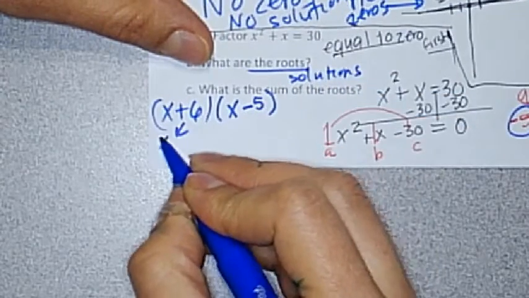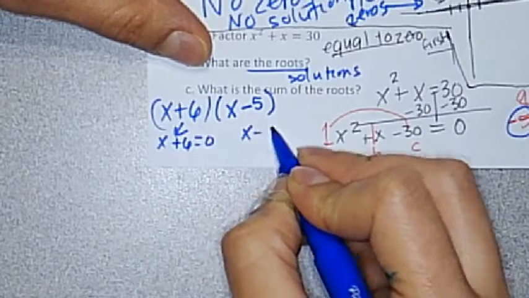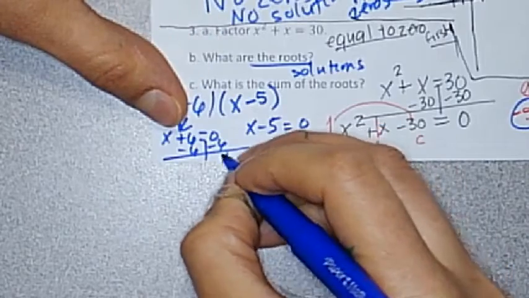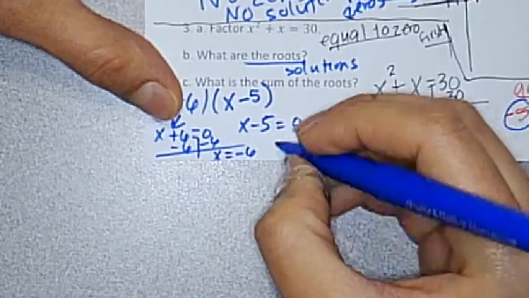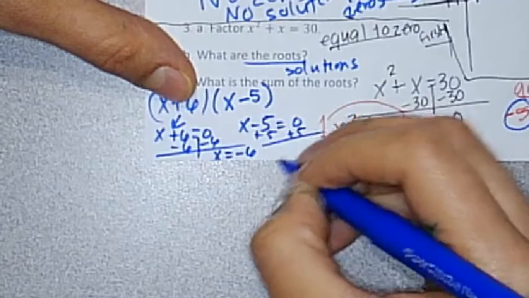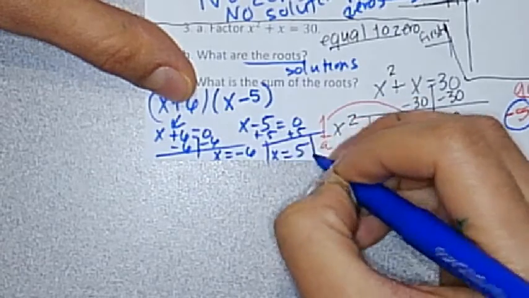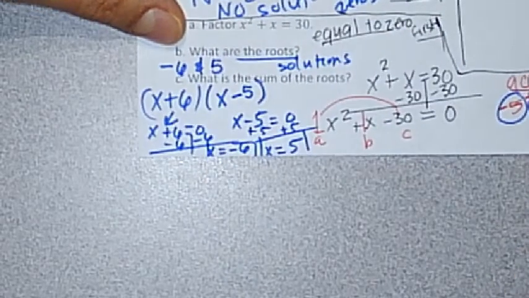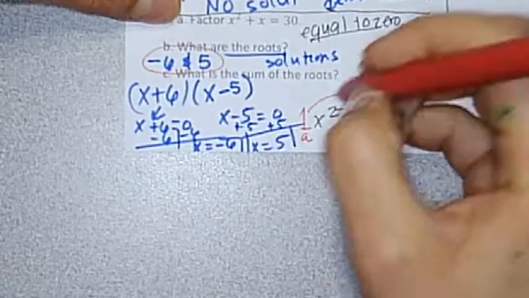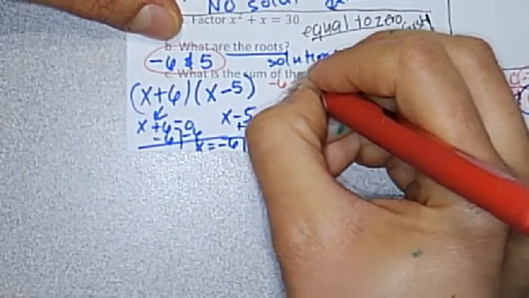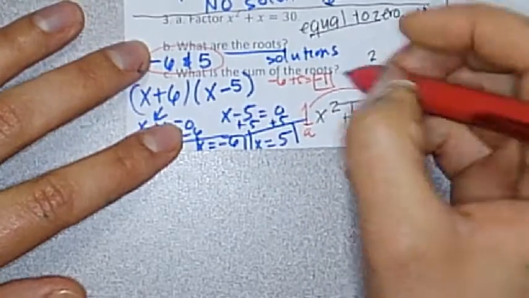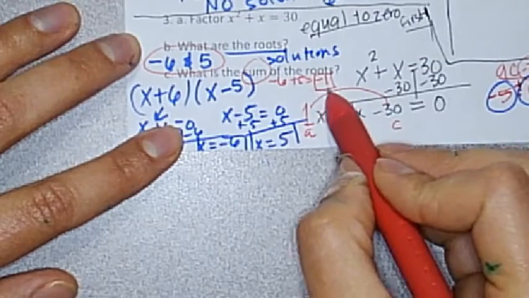So I'm going to set each equal to 0 and get those solutions. So x equals negative 6 and x equals 5. So what are the roots? Negative 6 and 5. Sum of the roots. Well, I'm going to have to add these. So negative 6 plus 5 is negative 1. The sum would be negative 1.